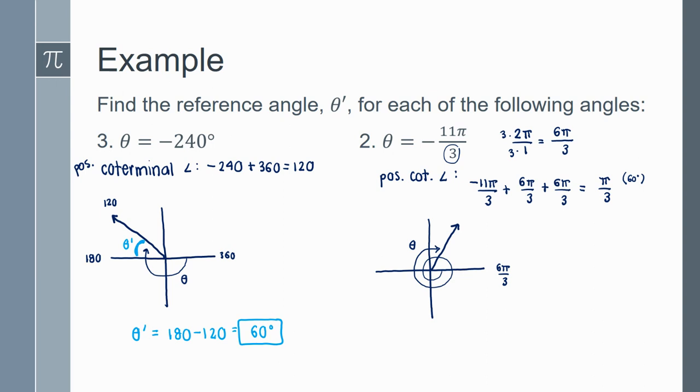But remember, I want a reference angle. And my reference angle always has to be formed with the x-axis. So my reference angle is going to be this little angle right here. Notice that my positive coterminal angle is already an acute angle. And so we don't have to do any adding or subtracting. Remember, when you're in the first quadrant, you already have acute angles. So right off the bat, I know that that positive coterminal angle that I just found, with it being acute, falling in the first quadrant, is also my reference angle.